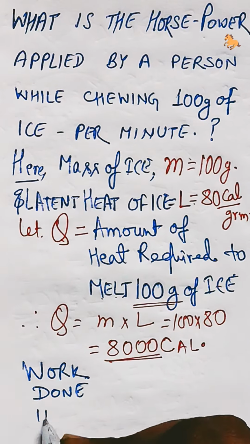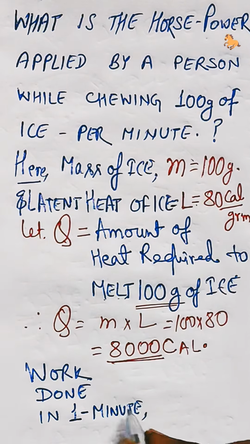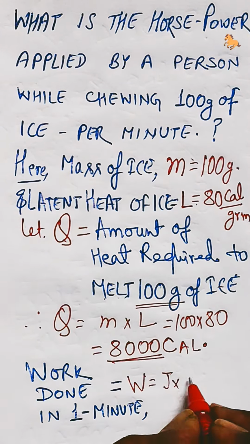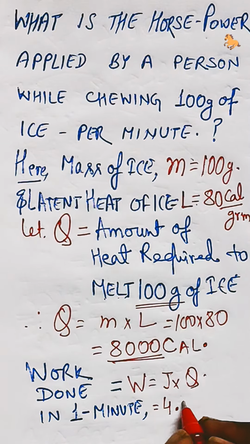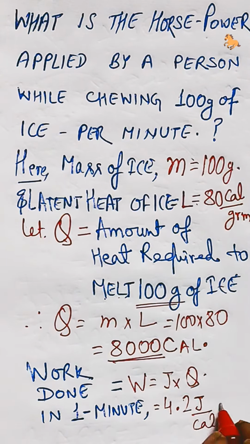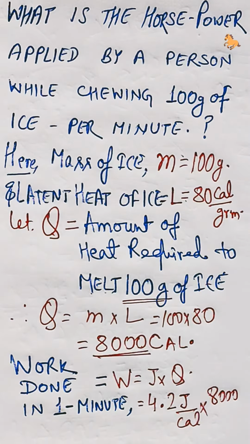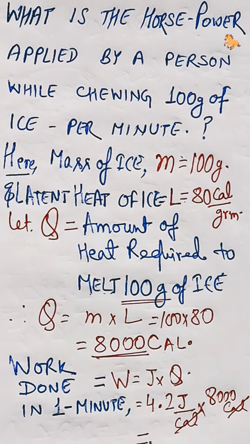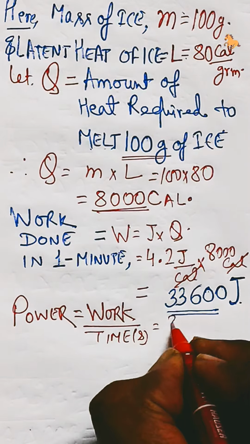Now the work done in 1 minute is how much? Work done in 1 minute is the product of J and Q, where the value of J is 4.18, or we can write 4.2, right? 4.2 joule per calorie multiplied with the value of Q, the amount of heat, that is 8000 calorie. So here calorie will be cancelled out, and 4.2 into 8000 will give you 33,600 joule. So this is the amount of work.